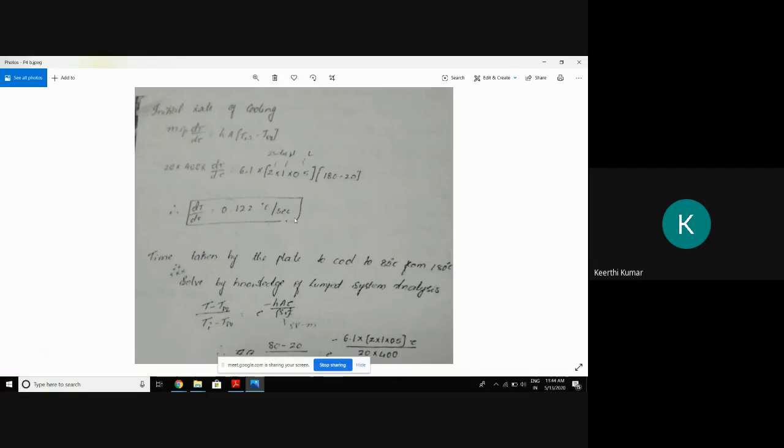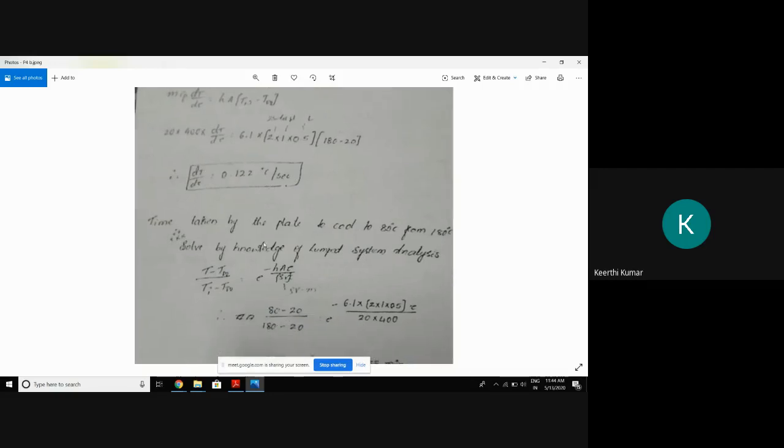Okay. This is a new thing in this chapter. Till now, we did not go for the initial rate of cooling. Take this formula and then try to solve for the initial rate of cooling.